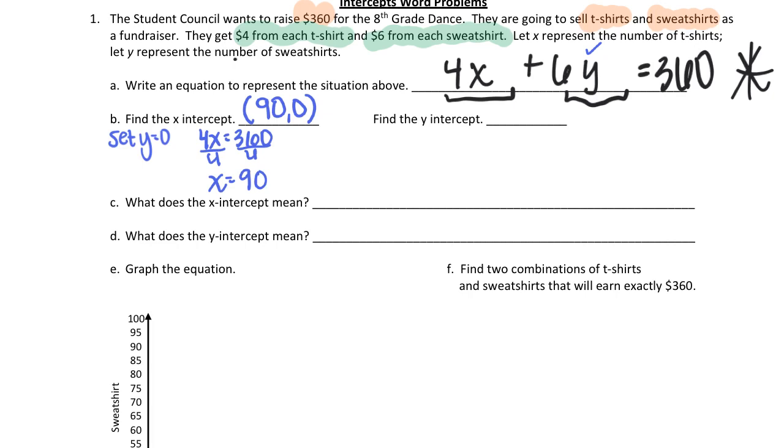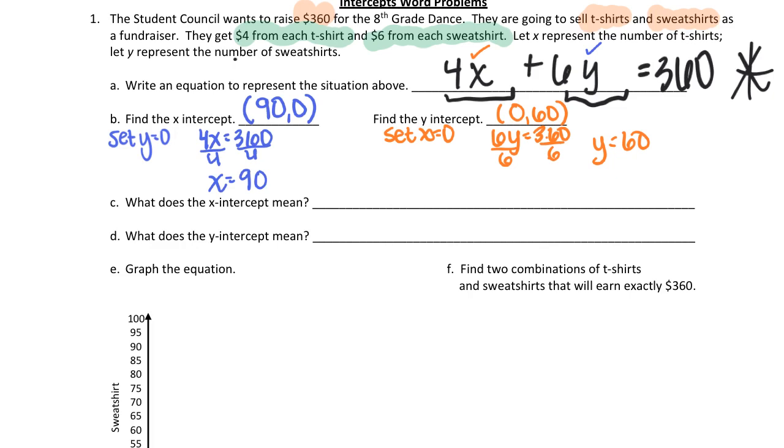Similarly, let's find the y-intercept. Set the opposing variable equal to 0. If you plugged in 0 for x here, 4 times 0 would give you 0, so we're just left with 6y equals 360. Go ahead and divide by 6. 6 goes into 36 6 times, tack on another 0, and you've got yourself the ordered pair 0, 60.